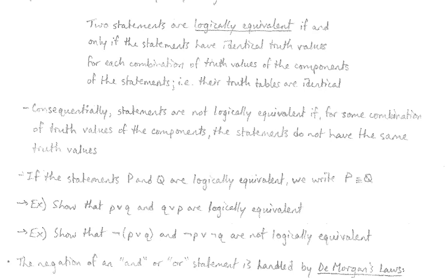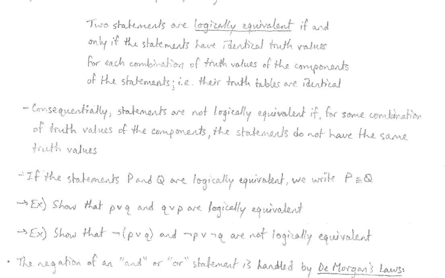So here's a couple of examples that we could do. Show that P or Q and Q or P are logically equivalent. Just on the sight of it and just on the sound of it, that just seems like something that it should be. It just sort of seems like common sense, and it is indeed true.